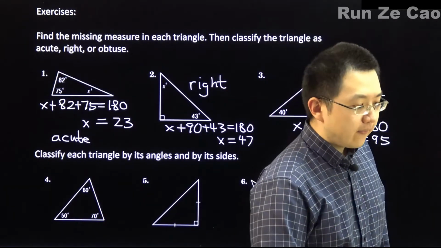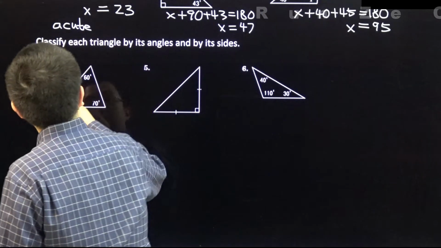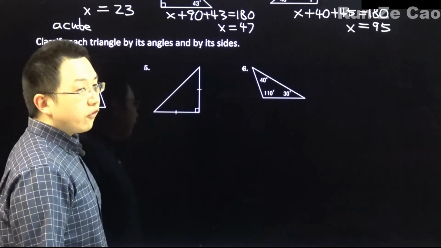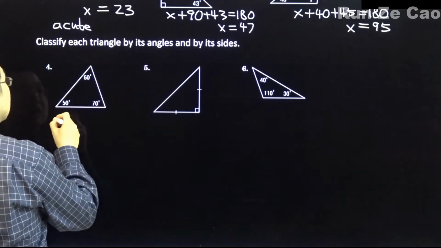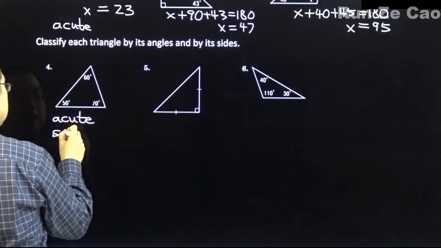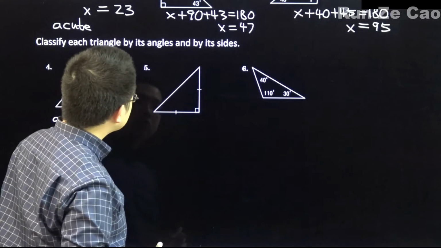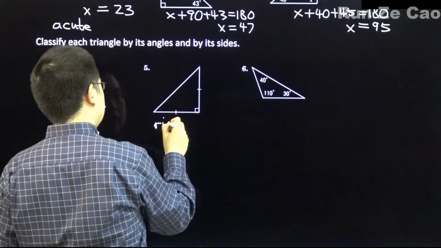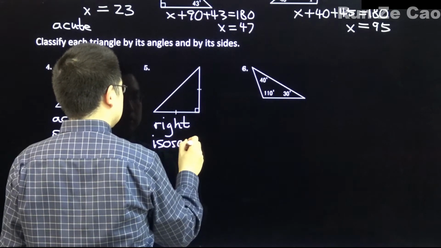Okay, now let's classify each triangle here by the angles and by the sides. Here we see 50 degrees, 60 degrees, 70 degrees. All the angles are unequal, therefore this must be scalene. And they're all acute, they're all less than 90, which means acute scalene. This one has two sides that are marked as equal with a right angle between them, and therefore it is right isosceles.